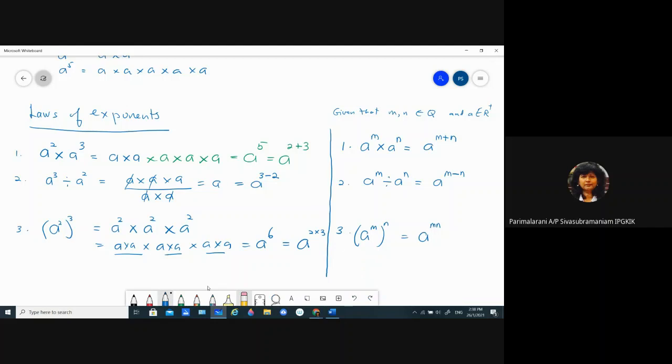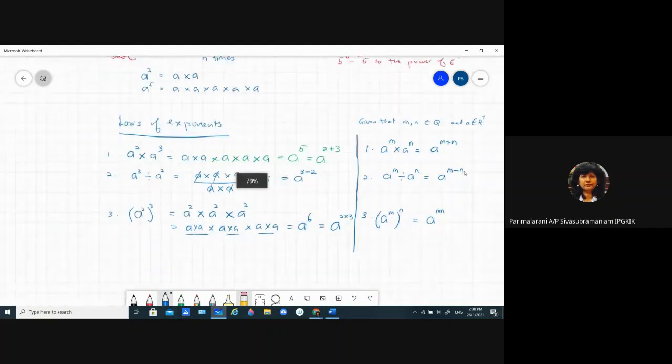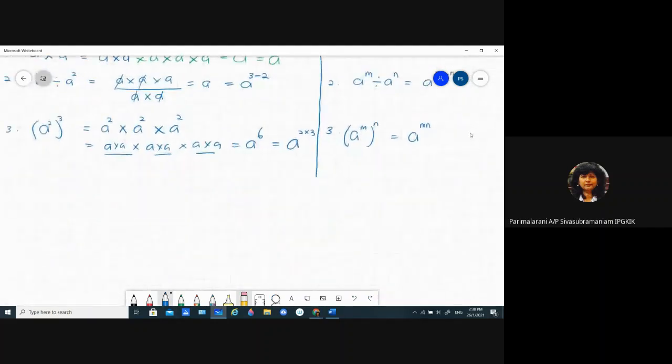Other than this, we have a few more laws that we want to use. Which you already know: a to the power of 0. We know that a to the power of 0 is equal to 1.